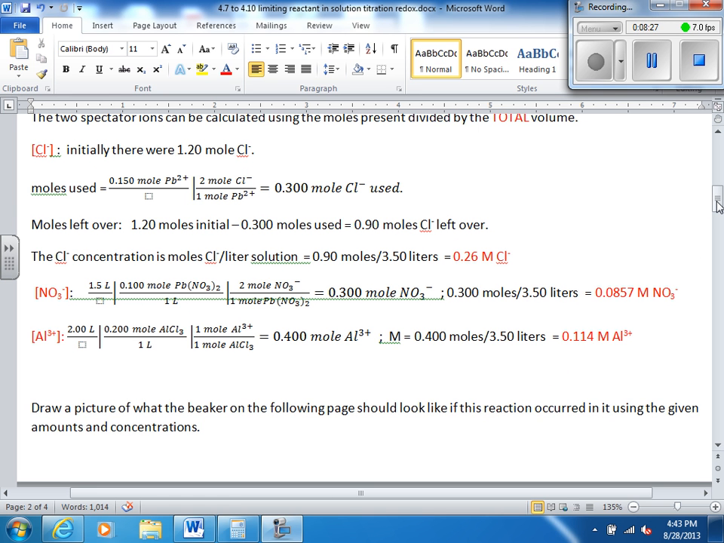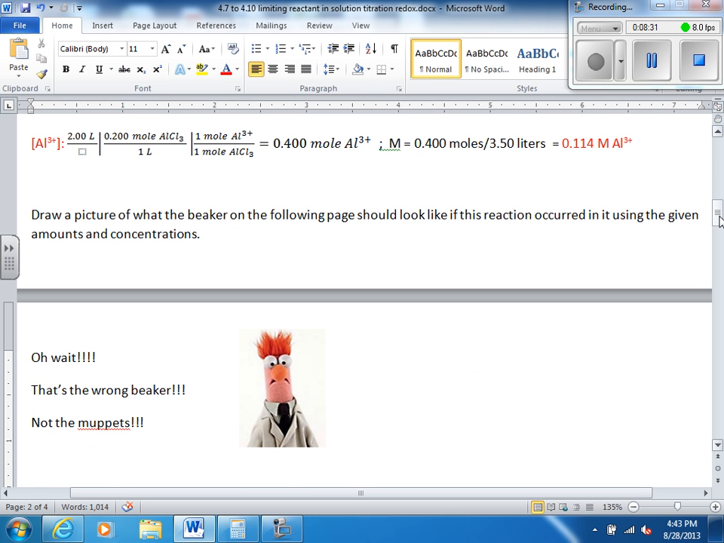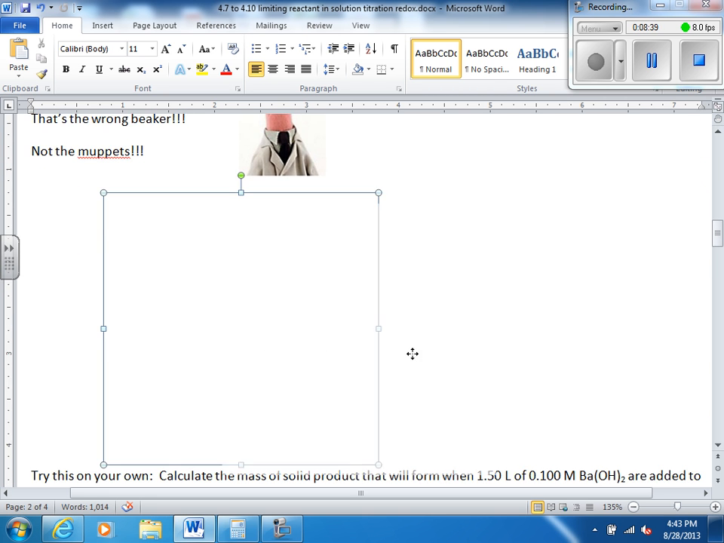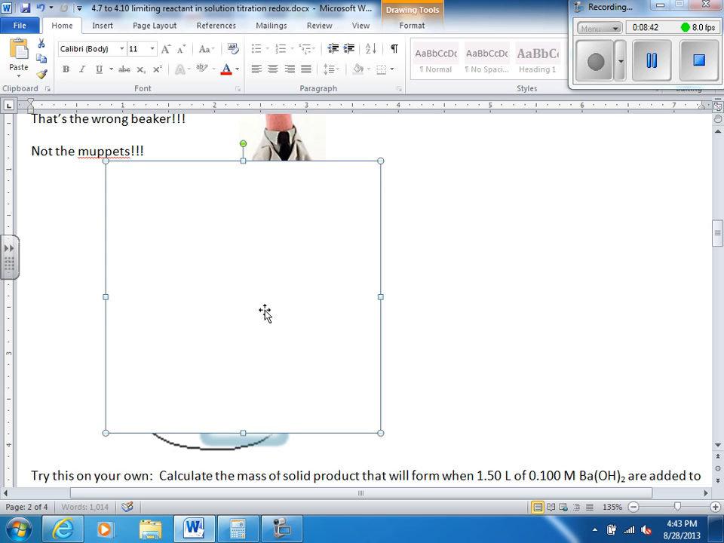Okay, so we need to draw a beaker, and we're going to fill the beaker correctly. Oh, wait, not that kind of a beaker. We need a scientific beaker, not the Muppet character. Oh, what was I doing? What am I thinking? Okay, you had a beaker. Oops, let me close that up real quick.